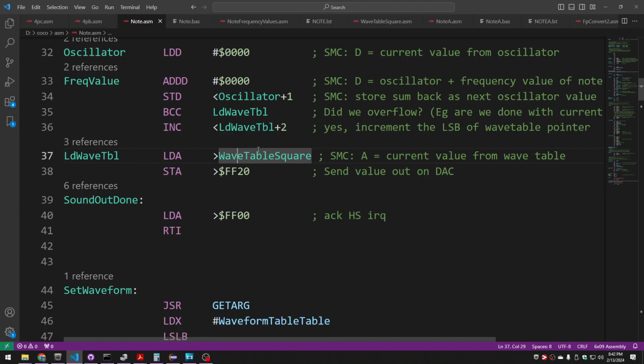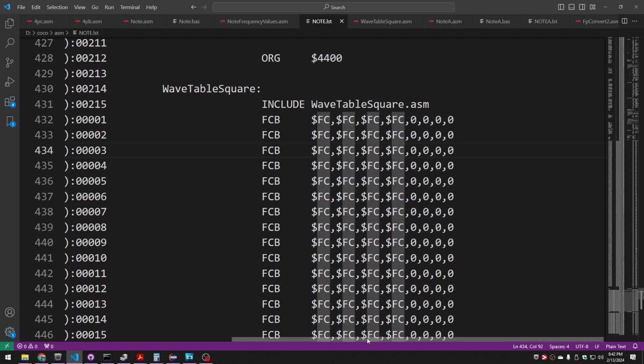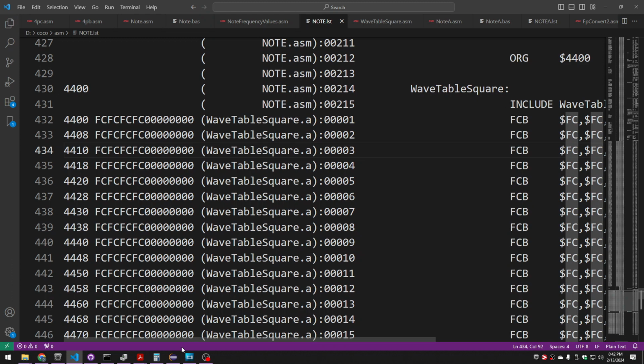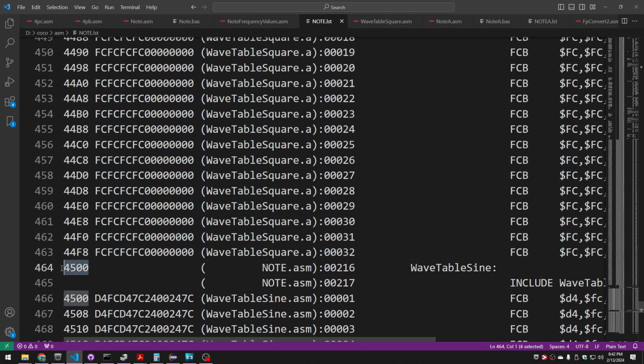Let's take a look at how the wavetable got compiled into the code. The wavetable for the square wave starts here. All highs, all lows, all highs, all lows. You'll see it's 8 bytes long and it just repeats. Why would we do that? Let's take a look at how it's repeating and where. We start exactly on 4400. This is not a coincidence. And it continues until just before 4500. This is exactly 256 bytes, and it takes exactly 1 page, right on the page boundary.